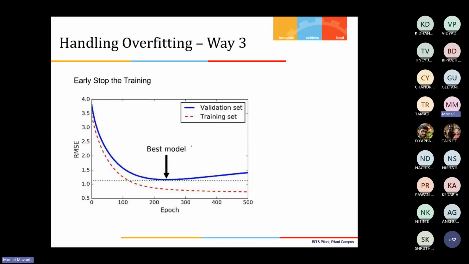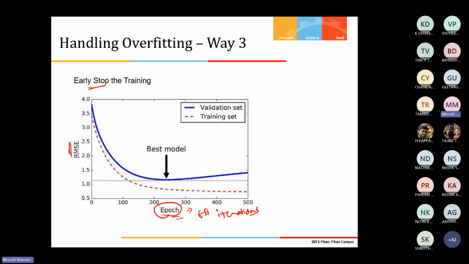Now we have another way of handling overfitting: early stop the training. Maybe we are overdoing the training, so we can have this kind of analysis. Epochs is nothing but the gradient descent iterations. One iteration, one epoch. 100 iterations, 200, 300. So likewise, you have the gradient descent iteration and the error.